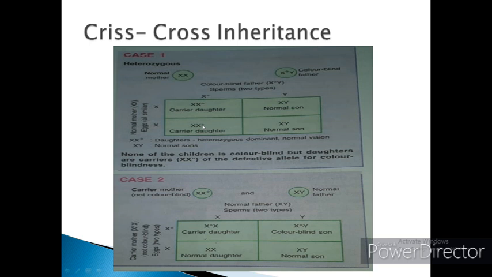A daughter can be affected only when both of her X chromosomes are affected. Only then can she be affected. Similarly, in case 2 we see a carrier mother and a normal father. Then what will happen? One daughter will be a carrier and one son will be affected, whereas one daughter will be normal and one boy will also be normal. But in this case, all the daughters will not express it, but the daughters will be carriers.